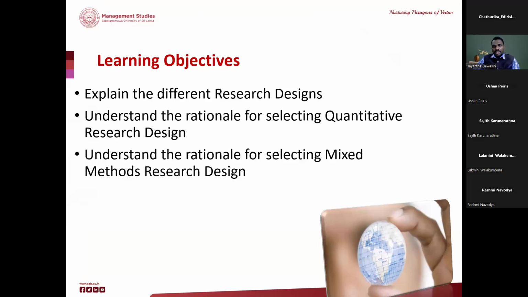After completion of this session, you will be able to understand different types of research designs which come under quantitative and mixed method design, then understand the rationale for quantitative research design, and also the rationale for selecting mixed method research design as well. Remember one thing: when we are conducting our research, it is important to rationalize our study, which is essential.